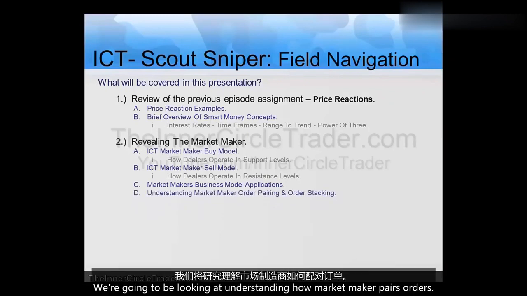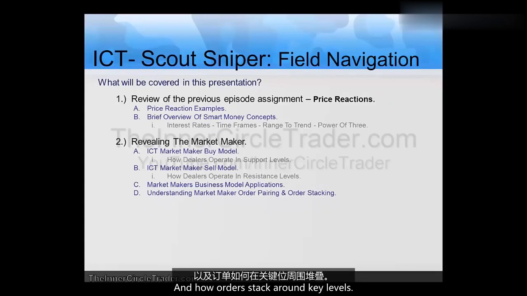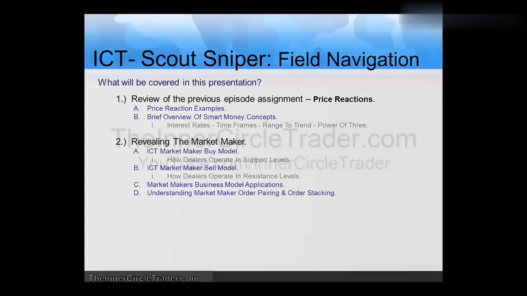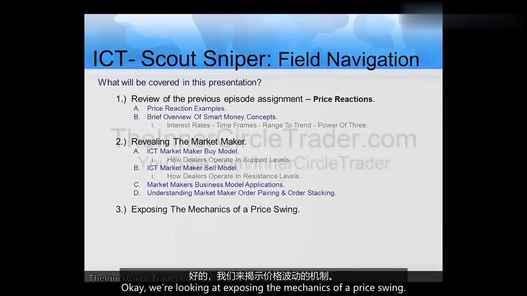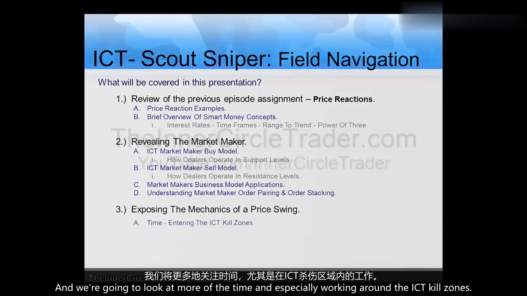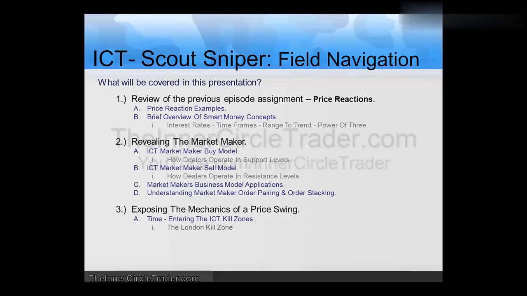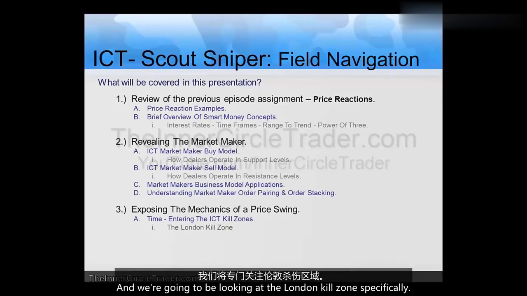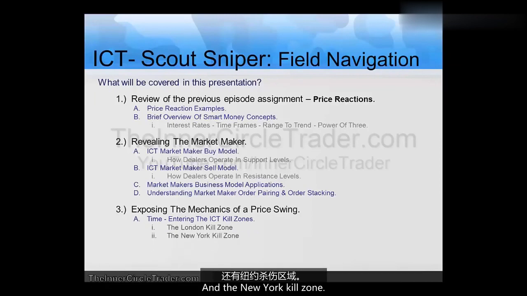We're going to be looking at understanding how the market maker pairs orders and how orders stack around key levels. Okay, we're looking at exposing the mechanics of a price swing, and we're going to look at more of the time and especially working around the ICT kill zones. And we're going to be looking at the London kill zone specifically and the New York kill zone.